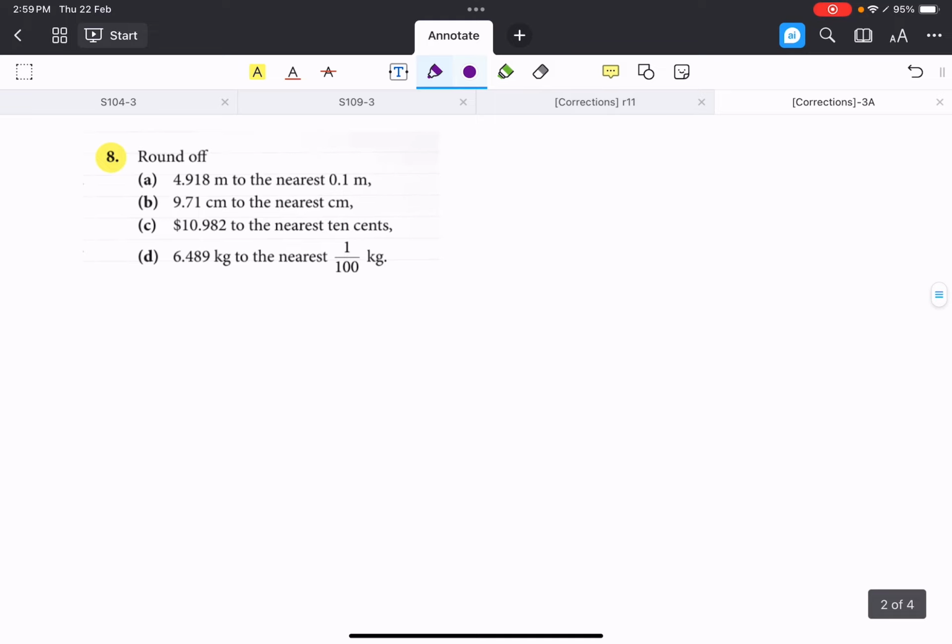Now, of course, it is not always two significant figures. You could round off to a certain degree of accuracy as specified by the question itself. So in this case, 4.918 meters, when you round off to the nearest 0.1 meters, that is another way of saying one decimal place. So it'll be 4.9 meters, one decimal place. Please indicate this. In our presentation, we should follow whatever is written in the question, so I will write nearest 0.1 meters over here.